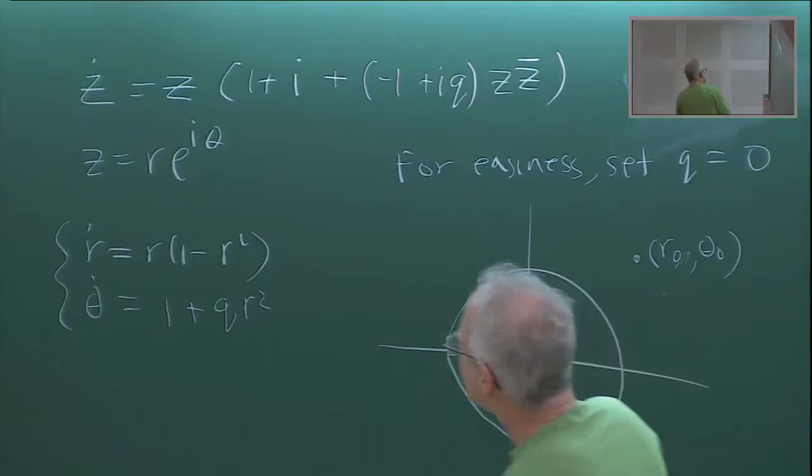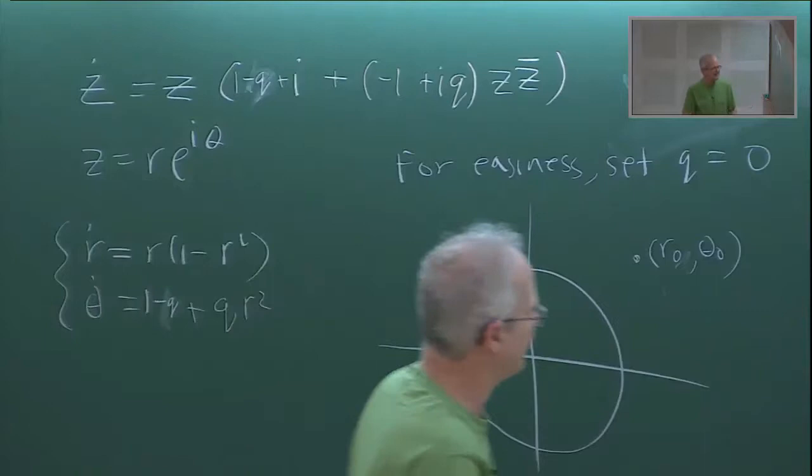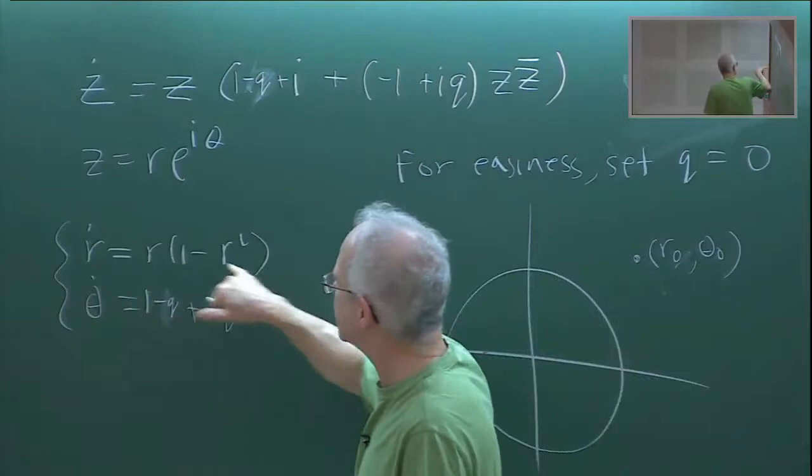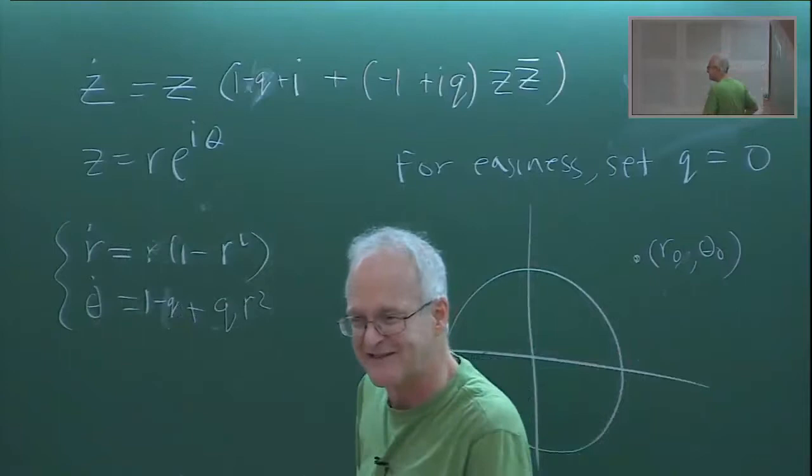I'm going to change this to 1 minus q plus i q, and then 1 minus q. There we go. And the reason I do that is because in this case, when r equals 1, you can see that that's the amplitude of this limit cycle, right? When r equals 1, theta dot equals 1, and the period is 2 pi no matter what q is, right? So I just did that to make things a little bit simpler.